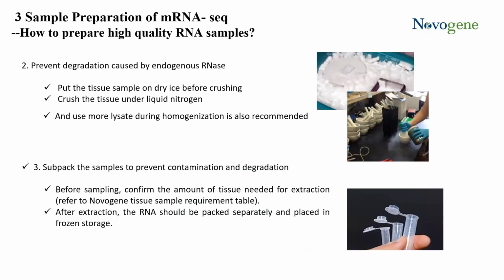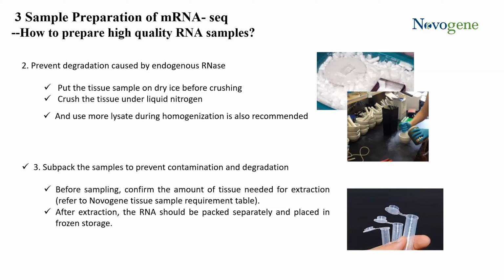Secondly, degradation can happen due to endogenous RNases. So while preparing your RNA samples, you have to make sure you use the right method. For example, if you are crushing the tissue, you should keep it on dry ice before crushing, and you should always crush the tissue under liquid nitrogen. Also use more lysate during the homogenization. That way you can release more RNA and extract a higher output.